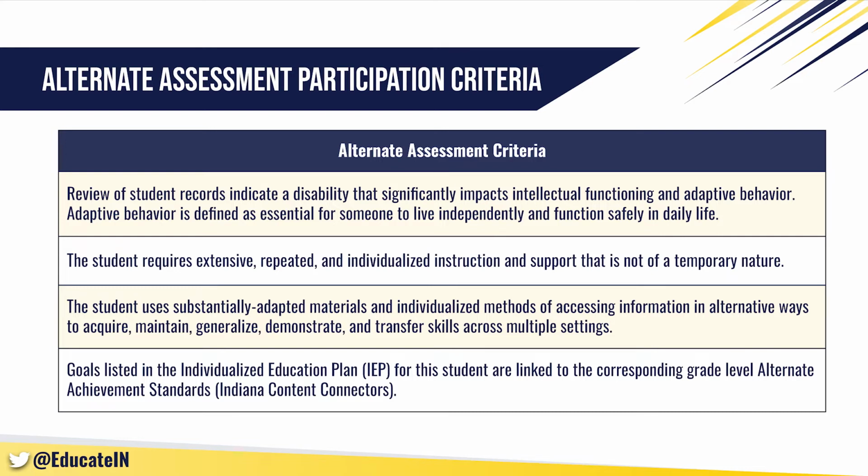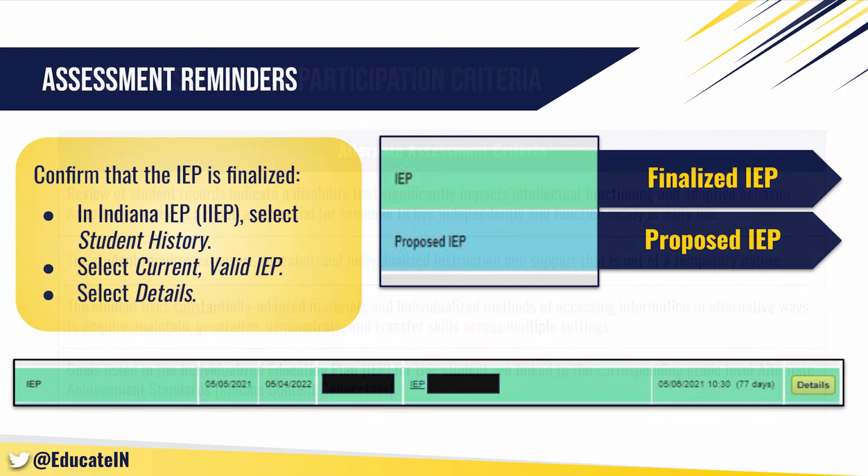Goals listed in the IEP for this student are linked to the enrolled grade level alternate achievement standards, otherwise known as Indiana Content Connectors. It is important to note that only 1% of the student population should participate in the alternate assessment. When accommodations are missing or do not match what is included in the IEP, first confirm that the current version of the IEP is finalized.